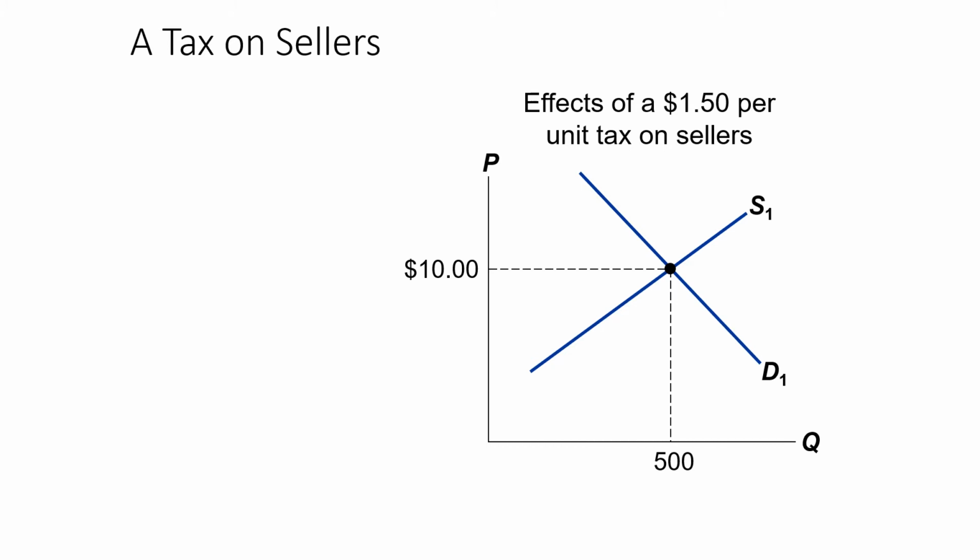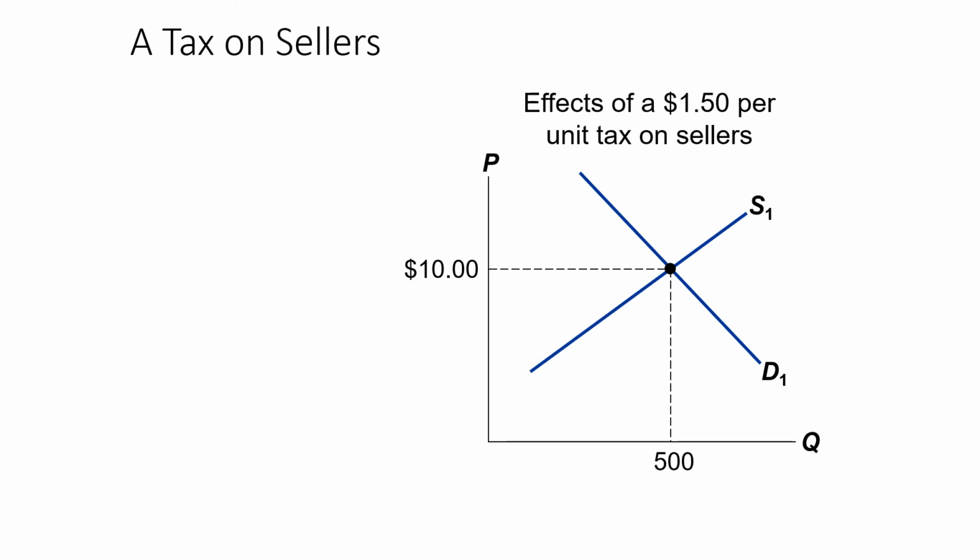Now we need to understand it from a different perspective. In the previous example, we imposed a tax on the buyers. Now what if the government imposes the tax on the sellers, so that not the buyers but the sellers will pay this tax? If a tax is imposed on the seller, the cost rises for them. And when cost rises, we know that the supply curve will always shift backwards.